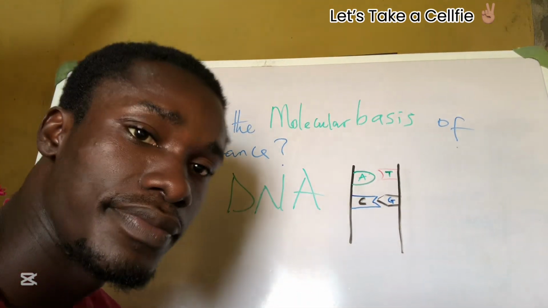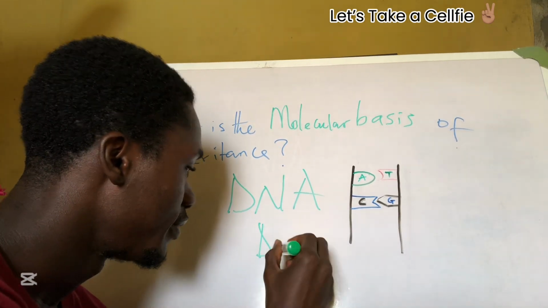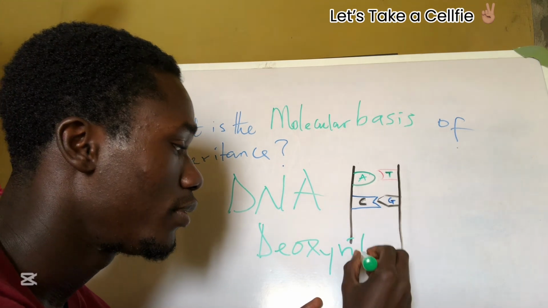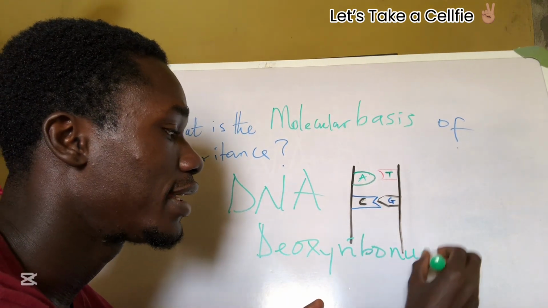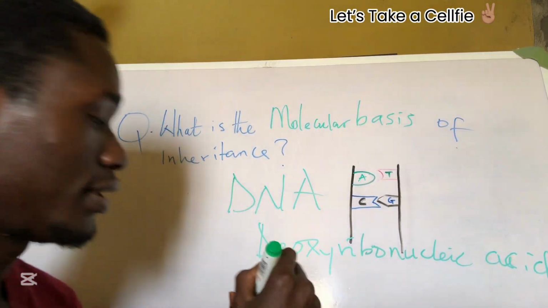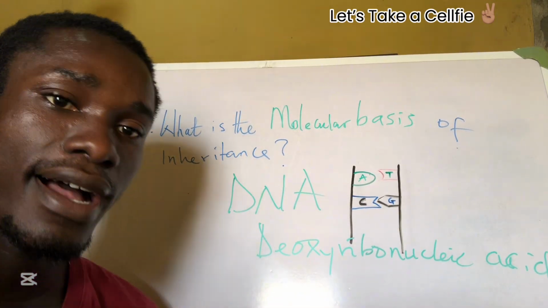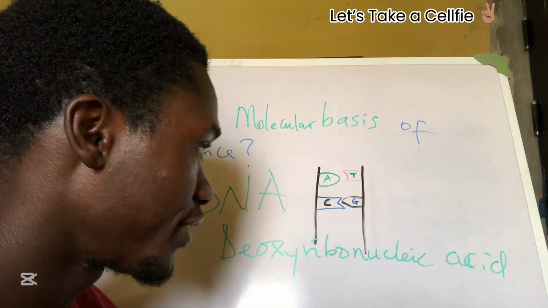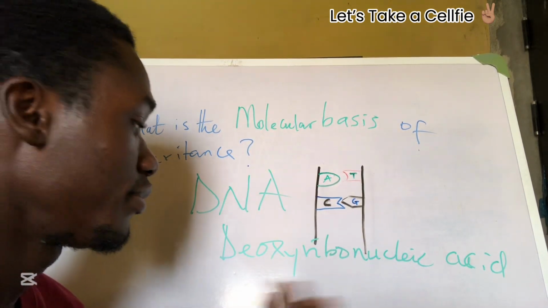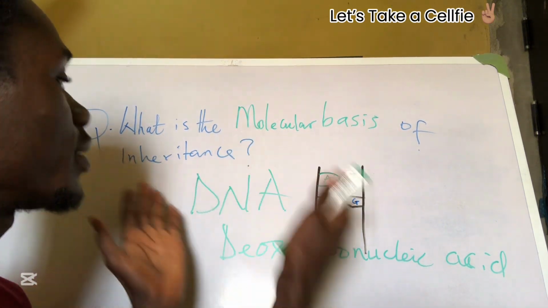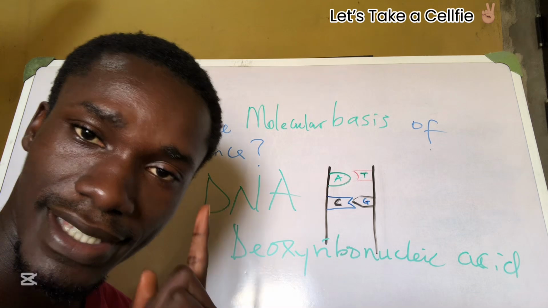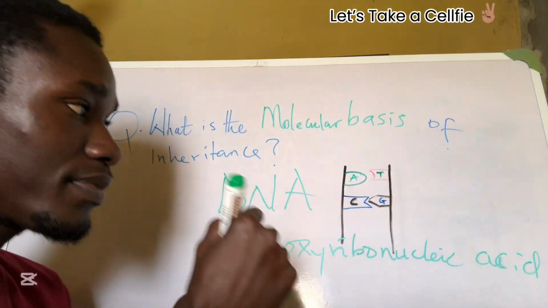So, the molecular basis of inheritance is the DNA, which stands for deoxyribonucleic acid. I have a video I made previously that explained the meaning of this term, deoxyribonucleic acid. So DNA is the molecular basis of inheritance. Why is that? Now, this is why DNA is the molecular basis of inheritance.